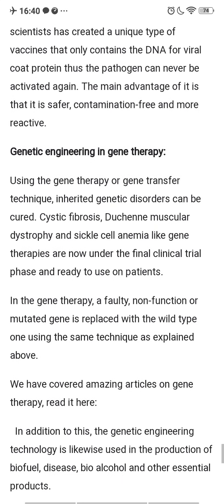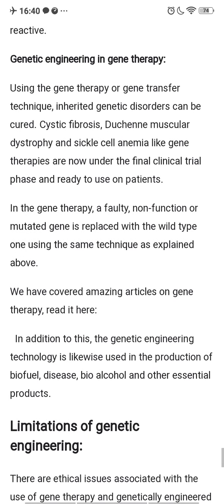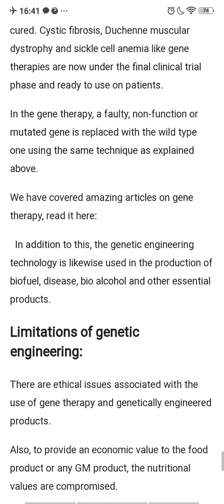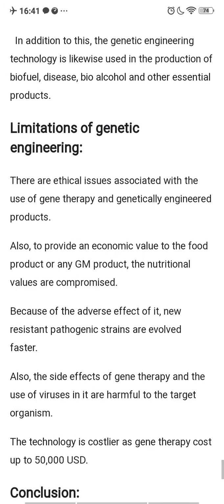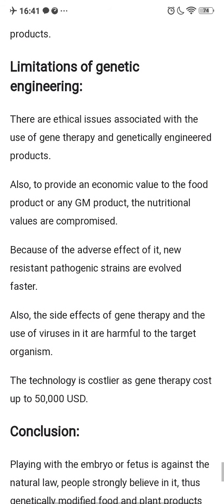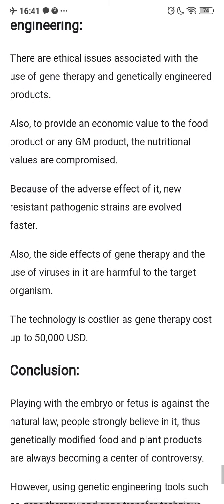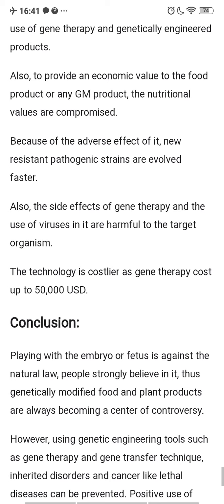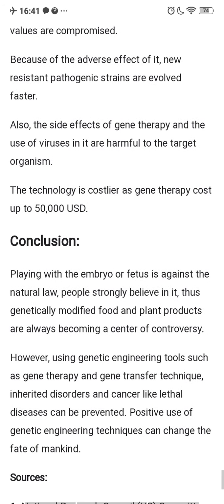Genetic engineering can be used in gene transfer. Defective genes can be replaced by healthy genes, and that can prevent many diseases. Though genetic engineering is very useful, it has certain limitations, and because of its adverse effects, new pathogen strains evolve faster. Side effects of gene therapy and the use of viruses in it are harmful to the target organisms.